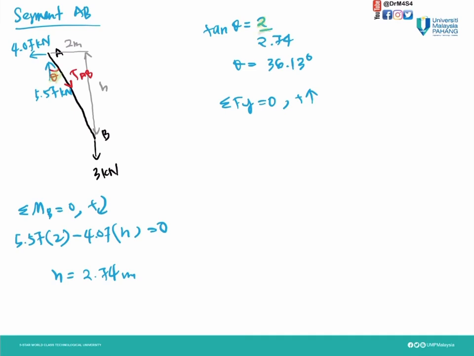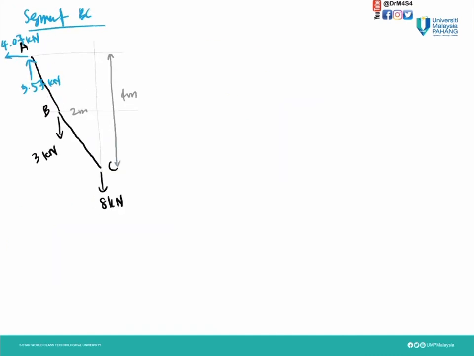Then we need to find this theta. So theta is 2 divided by 2.74 and our theta is 36.13. Then we take summation Fy equal to 0, positive upward. So 5.57 going up, so positive. Then minus TAB, resolved into Y, so minus TAB cos 36.13 equal to 0. Then we get our TAB is 6.90 kilonewton.